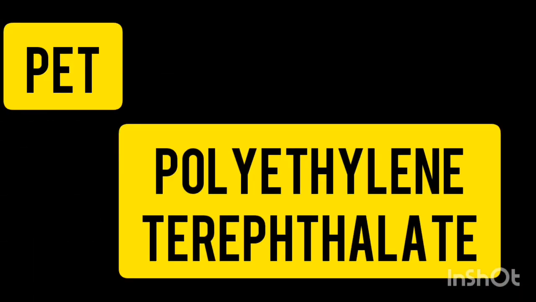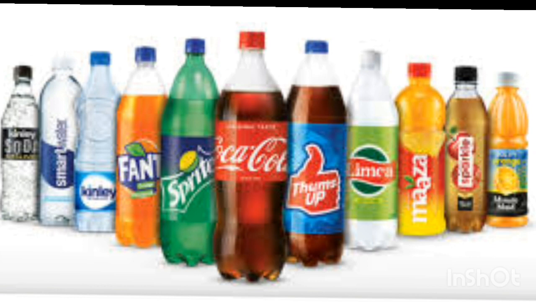First one is PET, that is polyethylene terephthalate. This PET is used for making containers for microwave cooking and bottles of carbonated beverages. What do we mean by carbonated beverages? That is drinks such as Coca-Cola, Pepsi, etc. They are all kept in PET bottles. Even for our children, the water bottles for drinking are made of PET.